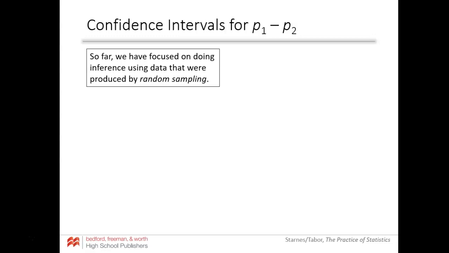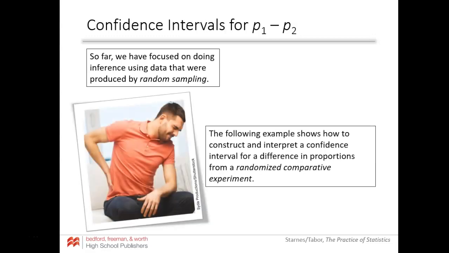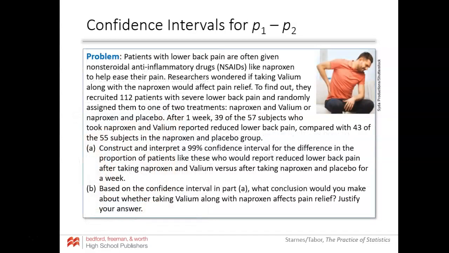So far, we've been focusing on using inference data that were produced by random sampling. The following example shows how to construct and interpret a confidence interval for a difference in proportions from a randomized comparative experiment. Oh my gosh, that's a lot of reading I'm going to do for you here. Here we go.